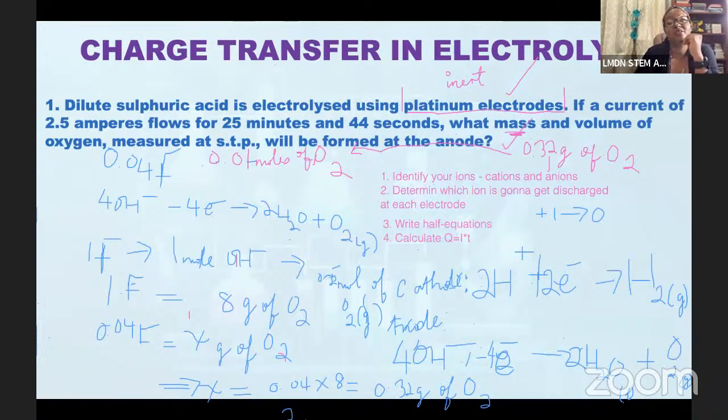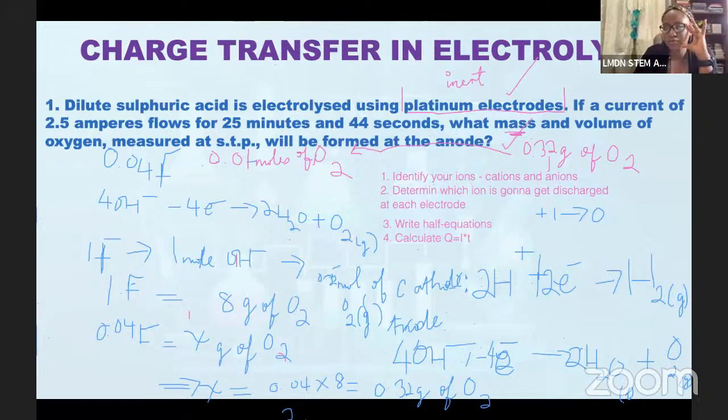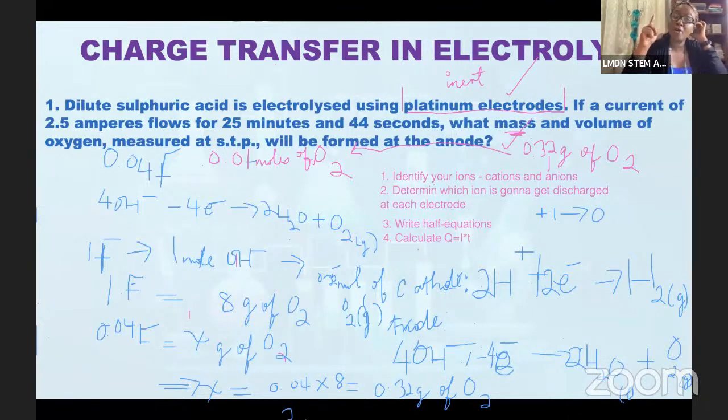So 0.01 moles of O2 is what we have, right? But we know that at STP, 1 mole of gas occupies how many dm cube? At STP, 1 mole of gas occupies how many dm cube? 22.4, that's exactly right. That's how much 1 mole would occupy. But we don't have 1 mole.